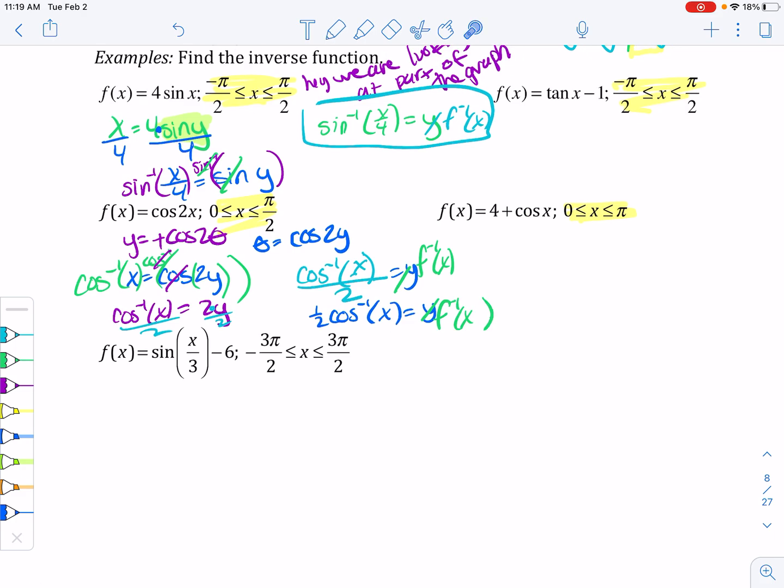Let's look at this one. Okay. Again, oh, I missed highlighting this part. This part right here is saying we're only looking at part of the graph, so I don't need to do anything with that. It's just saying look from this value to this value.